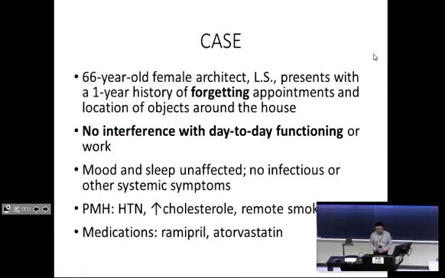So if we illustrate this discussion with a case very quickly, this is a 66-year-old woman who is an architect, and she presents essentially with subjective concerns of forgetting. These have been progressive and gradual over the last year. There's no interference with her day-to-day activities. Mood and affect are unaffected. Sleep is unaffected. Her past medical history includes some vascular risk factors: remote smoking, hypertension, and hypercholesterolemia. Her medications reflect those vascular risk factors. She's on an angiotensin converting enzyme inhibitor as well as a statin.